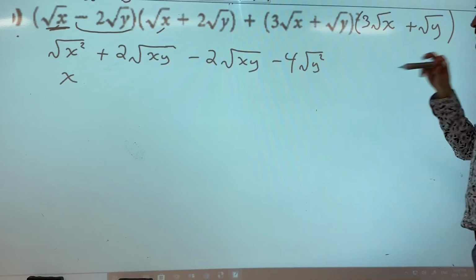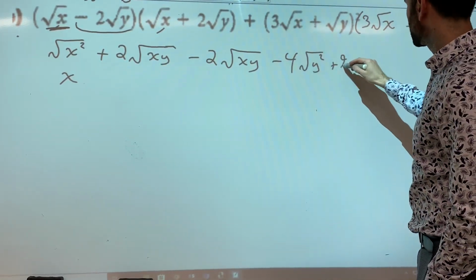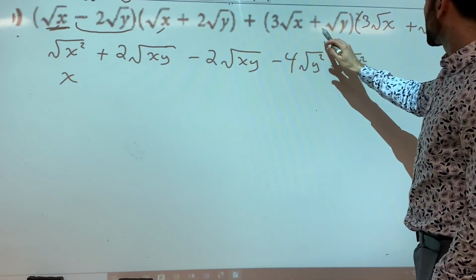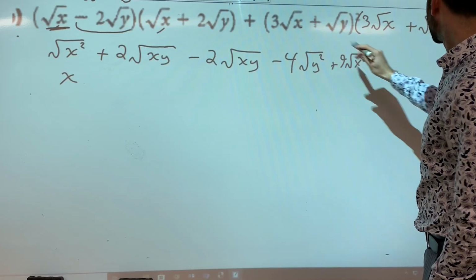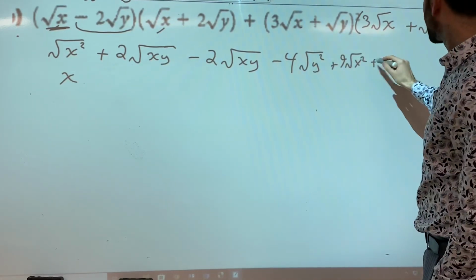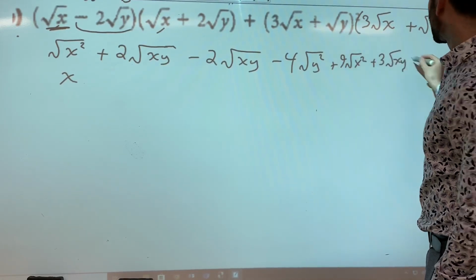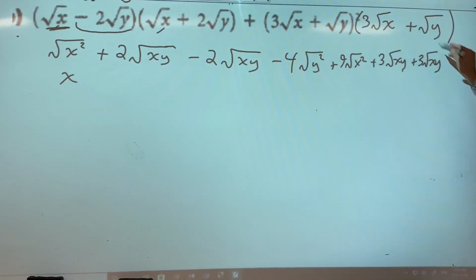Now I completely run out of room for this one, so I'm going to see if I can make it fit. But this times this is 9. This times this is x squared. And then I got this one times that one, so plus, oh no, did I forget one? I did. This one times that one. So I get 3 square root xy, and then I get another 3 square root xy, and then this one times this one, y squared. There. I'm just showing all my work.